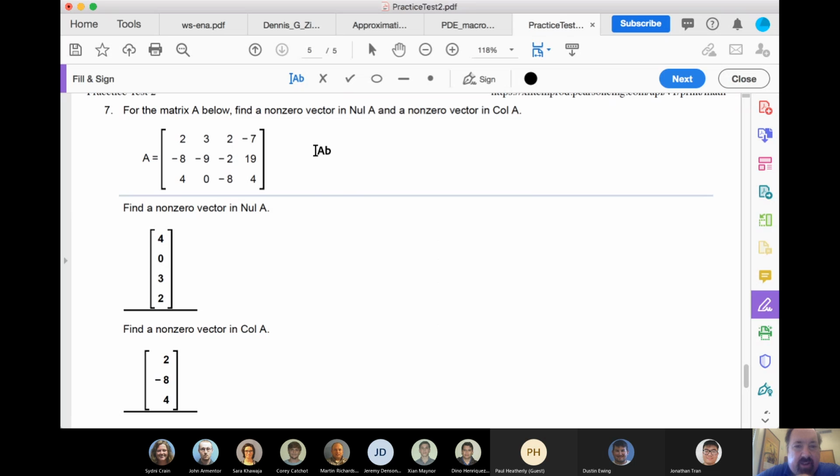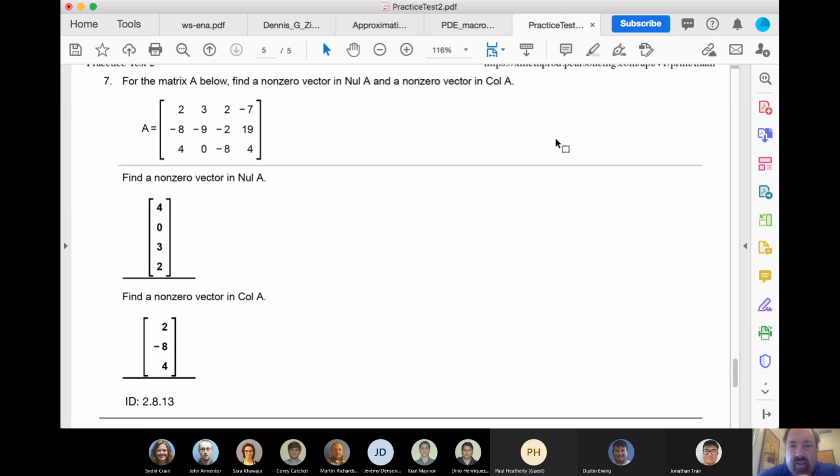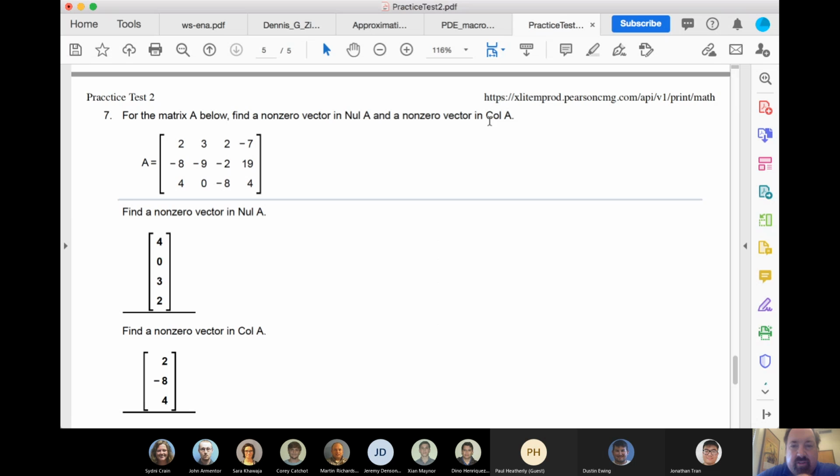Here, finding a vector that's in the null space of A, and a non-zero vector in the column space of A. Actually, column space of A, that one is really quick. You can just pick any column. Because really, column space of A is the set of all linear combinations of the columns. So you can pick a trivial linear combination where it's 1 times one of these columns and then 0 times the others. So here we just filled in the first column. That's all it takes for that one.